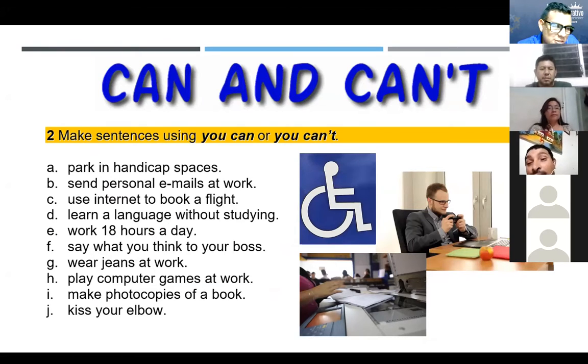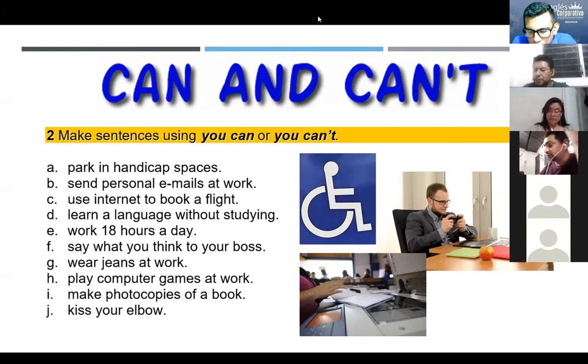Ok, entonces el ejercicio B hasta el J, diciendo can or can't. Les voy a dar dos minutitos para que piensen en cuál de las oraciones van a utilizar can, en cuál van a utilizar can't, y después lo vamos a compartir con nuestros compañeros. Ok, 2 minutes. There you go.